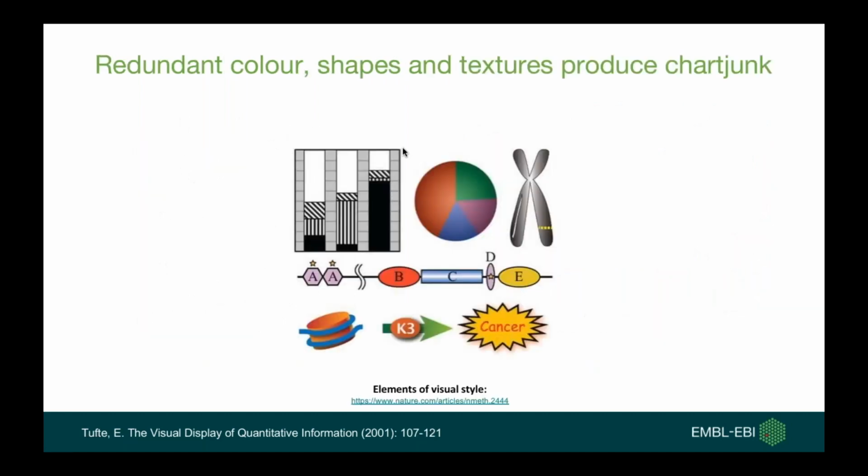Tufte also talks about a concept called chart junk, and these are graphs like this one where we have a lot of redundant color, shapes that are not actually particularly meaningful, and also textures. Particularly, this tends to appear a lot on bar charts. And these not only are not meaningful, so they don't really introduce any information, they can actually be confusing, they can be distracting, and again, they can bias people towards particular interpretations of your visualization. So he really suggests that we avoid doing this unless they have a particular purpose.